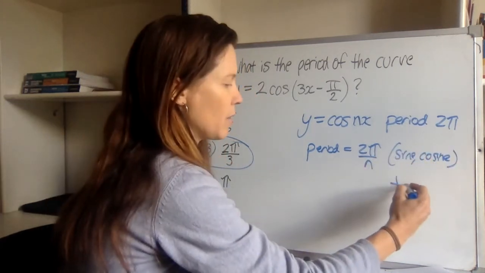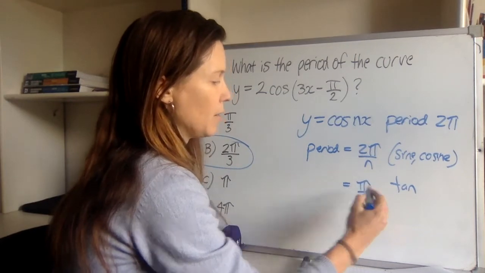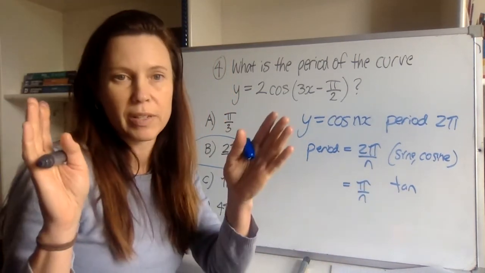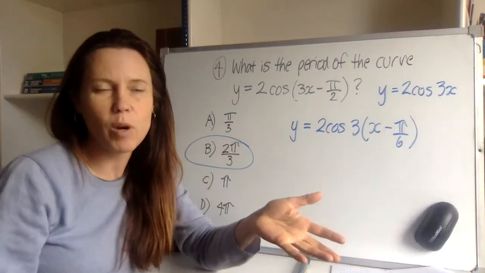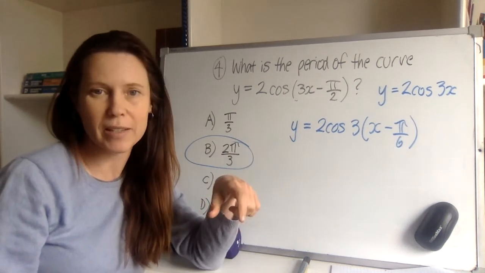If you're working with the tan curve, then the period is just pi on n, not 2 pi on n. And that makes sense because we know that the tan curve is actually only half as wide before it repeats. Now, while we're on this question, let's have a look at a much harder question that could have been asked.